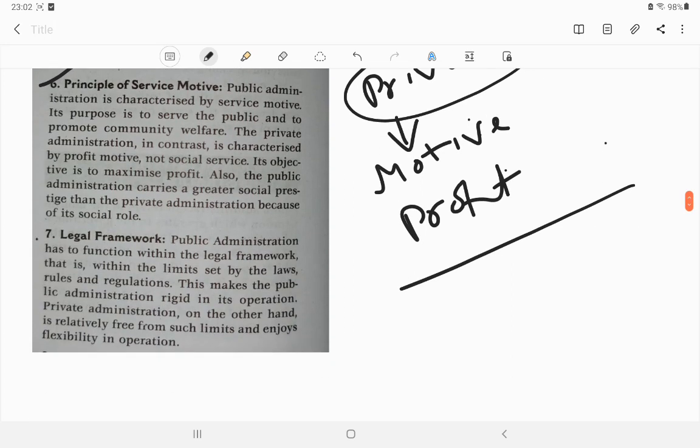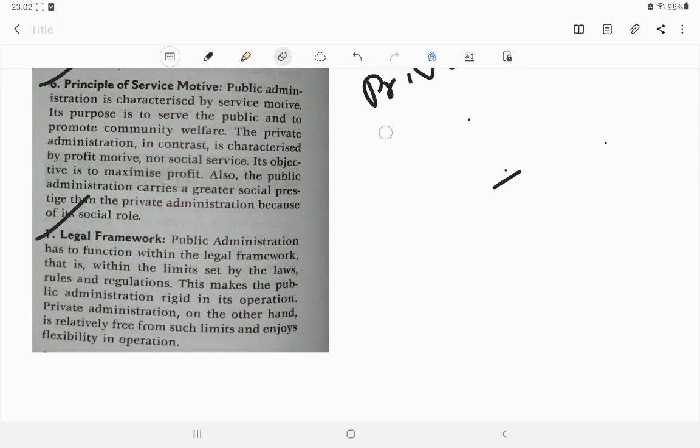Next, legal framework. Public administration has to function within the legal framework, that is within the limits set by the law and rules and regulations. This makes public administration rigid in its operation. Private administrations, on the other hand, are free within the limits of the law.